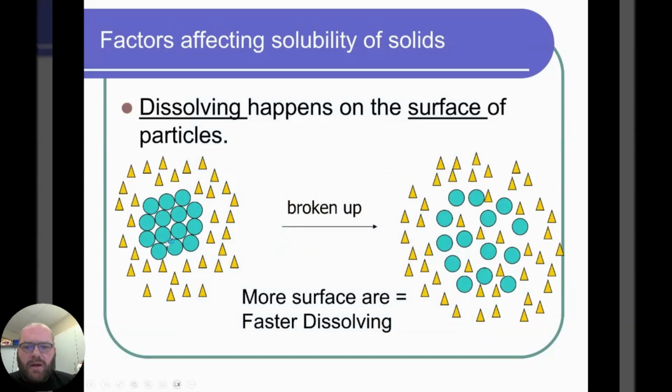Here's just another depiction of the same basic thing. You have a solid chunk over here, and these yellow things represent the solvent, and so it could only possibly contact these on the surface. These in the middle would have to wait until the others were dissolved. Here you have these that are already broken up, and more can come into contact with it at any given time.